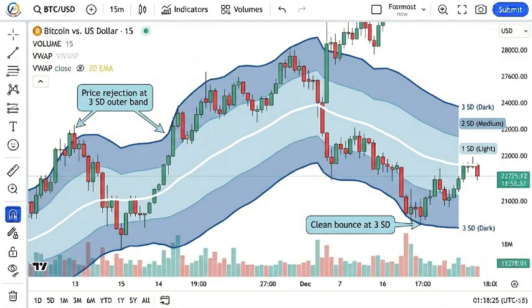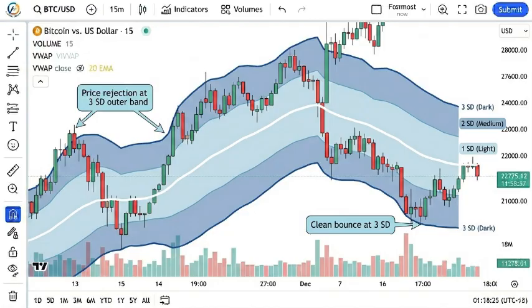Here is a pro tip that will take your VWAP trading to the next level. Add standard deviation bands. Standard deviation bands are shaded zones around VWAP. They show you how far price has stretched from the average. The first band is at 1 standard deviation. This is normal range. Price moves here often.